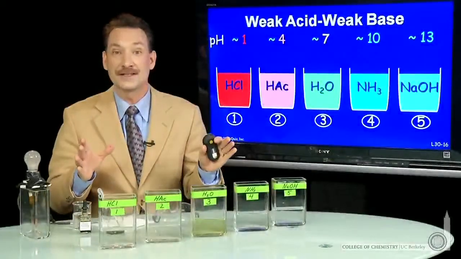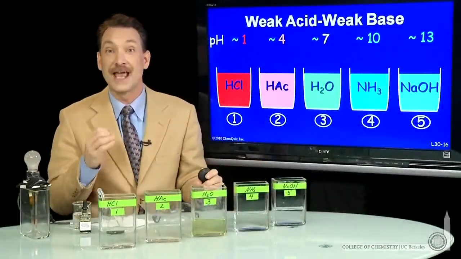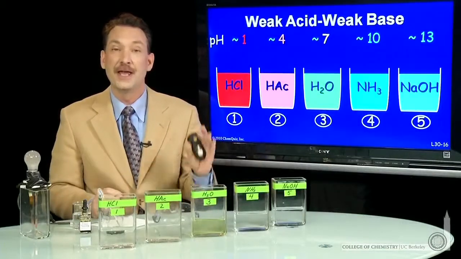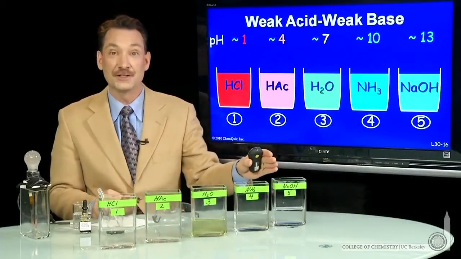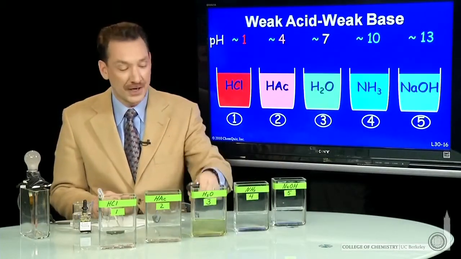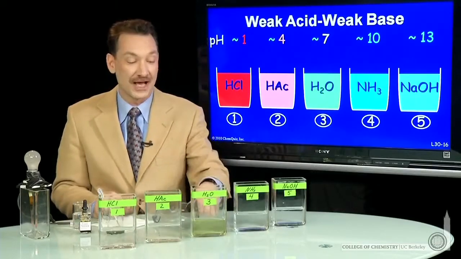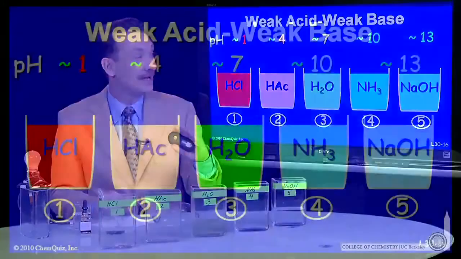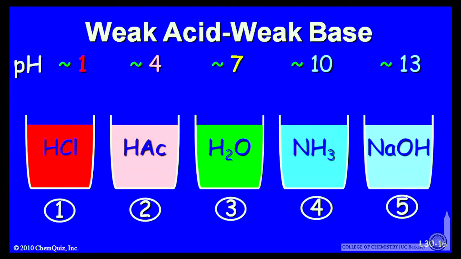Let's look at weak acid, weak base, strong acid, and strong base solutions. Here I've prepared 5 solutions, one of them just plain water, and I've put a little indicator in it so it has a slightly yellow color. But let's look at some HCl, a strong acid, acetic acid, a weak acid, ammonia, a weak base, and sodium hydroxide, a strong base, all at about 0.1 molar concentration.